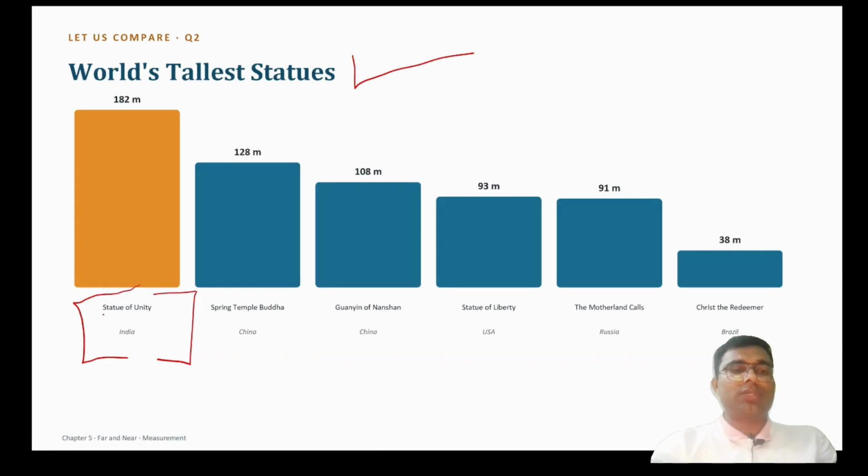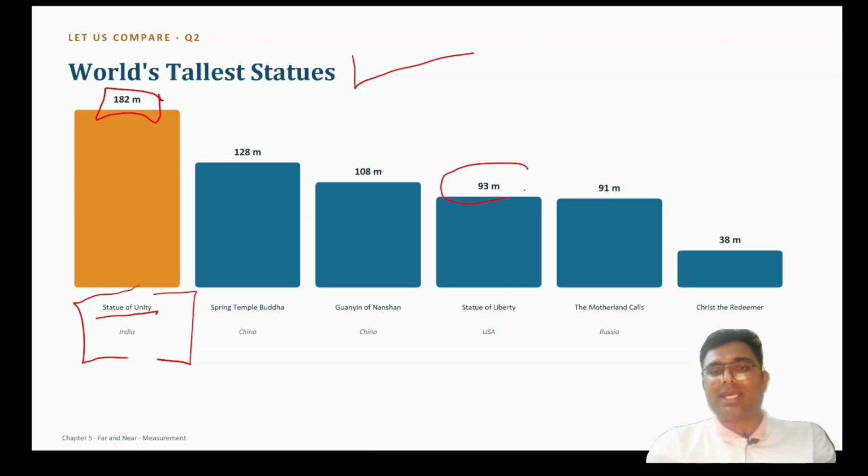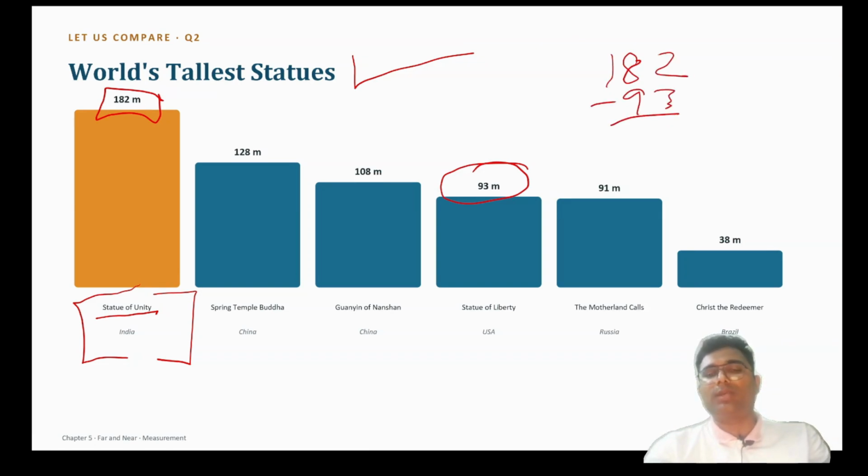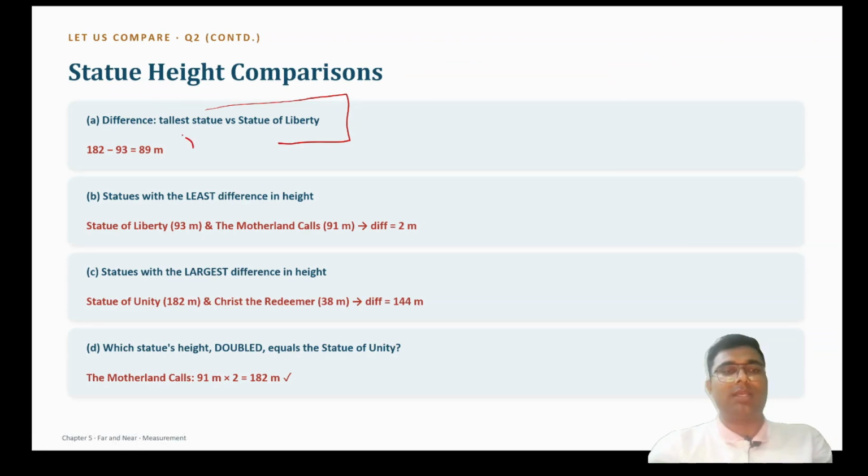The tallest statue is the Statue of Unity, that is the Sardar Vallabhbhai Patel statue, the Iron Man of India, and its height is 182. The Statue of Liberty, where is it? It is 93 meters. So just subtract 182 minus 93, and you will get the answer, 89 meter.